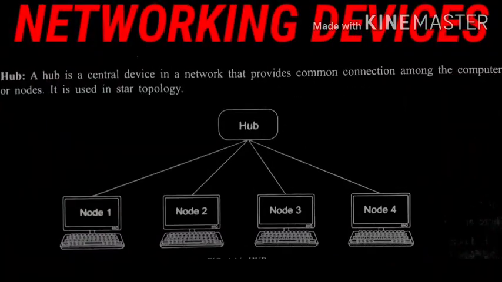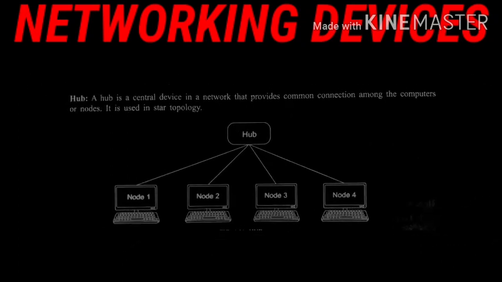Next, we are going to discuss various networking devices. A lot of networking devices are used in this field. Some of the networking devices are switch, hub, router, bridge and repeater. Let's discuss each of them in detail. First, we are going to discuss the hub. A hub is a central device in a network that provides a common connection among the computers or nodes. It is used in star topology.